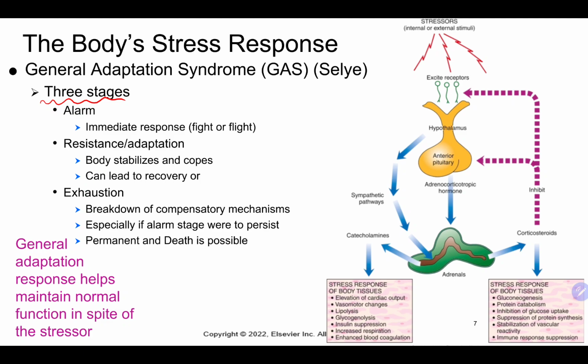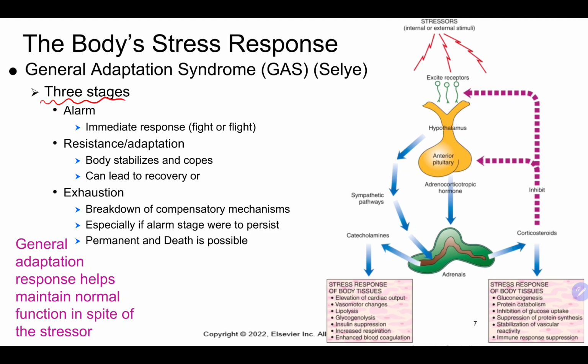For the resistance stage, this is where your body tries to stabilize and cope with that stress. You're trying to adjust to some type of stressor. Maybe it's a demanding job or something like that, and you're trying to adjust to that prolonged stress. Now, you're trying to resist the stress. In a sense, you're trying to resist death, really. If you can resist, stabilize and cope, you can bring your body to recovery.